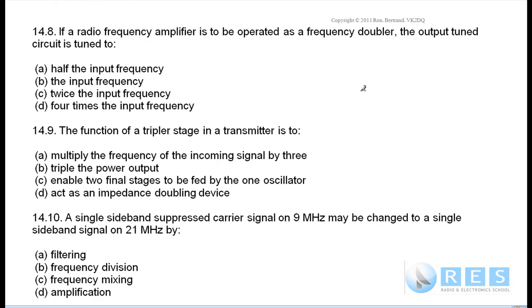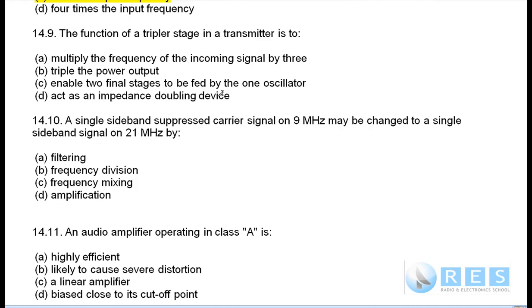14.8, if a radio frequency amplifier is to be operated as a frequency doubler, the output tuned circuit will be tuned to twice the input frequency. If it was a tripler, the output would be tuned to 3 times the input frequency. Quadrupler, the output would be tuned to 4 times the input frequency. And a doubler, tripler, or quadrupler would be operated in class C.